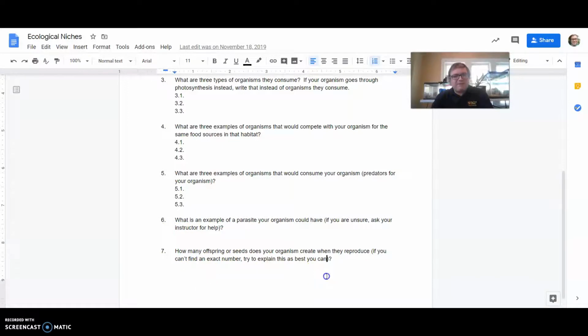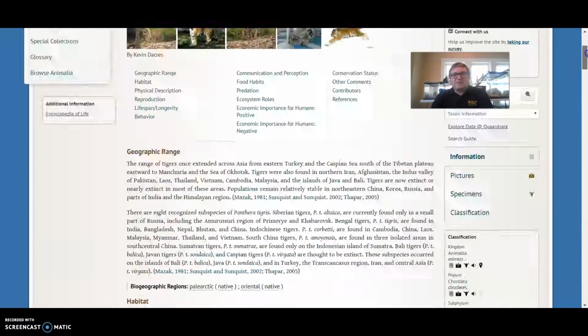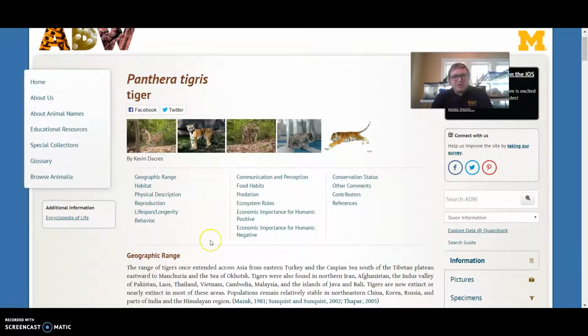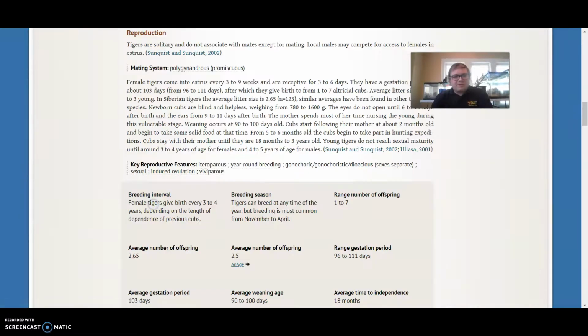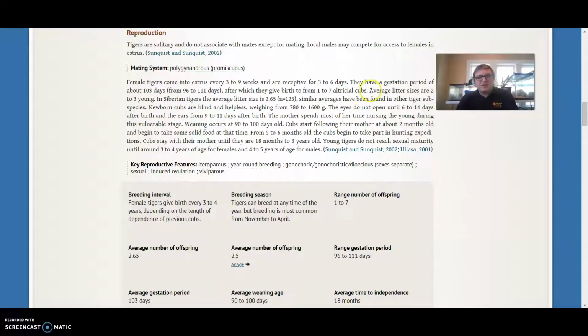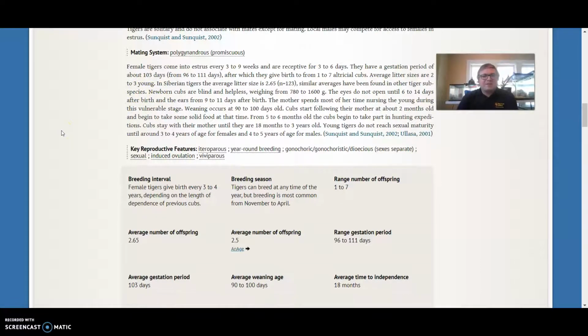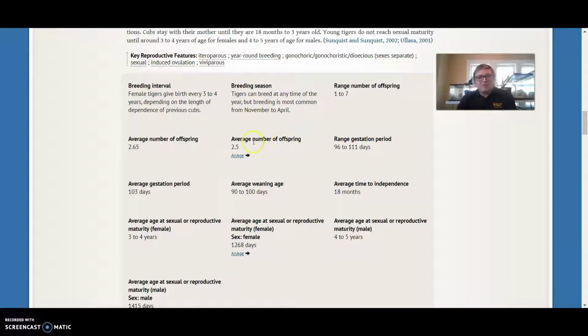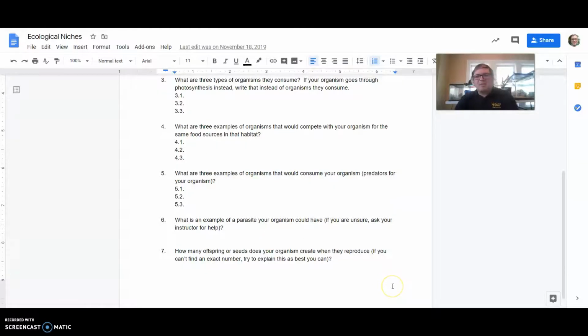And then 7, how many offspring or seeds does your organism create when they reproduce? If you can't find an exact number, try to explain this as best you can. If you're looking at an animal under the Animal Diversity Web, you can usually find, under the reproduction section, that they talk a little bit about the number of offspring born for a particular one. So here, let me move my image. It says average litter sizes are 2 to 3 young. So that would be a good example. Sometimes you will have a chart down here that talks about the average number of offspring. That's what you're looking for in that question, just how many babies they create.